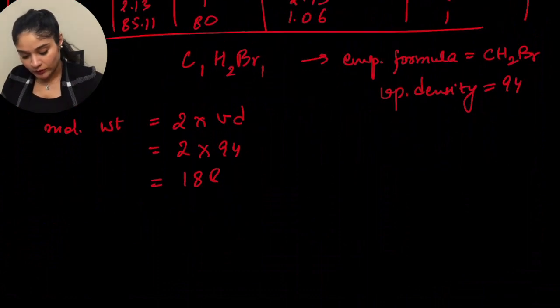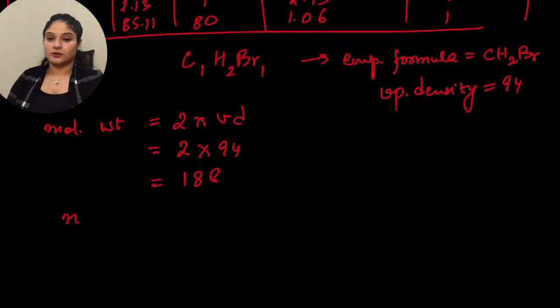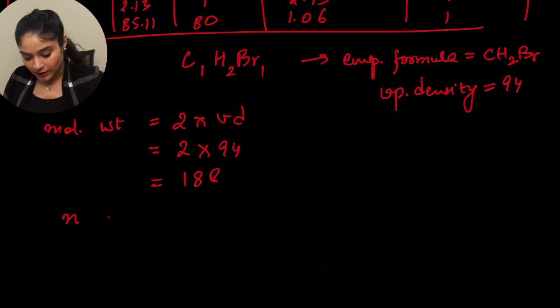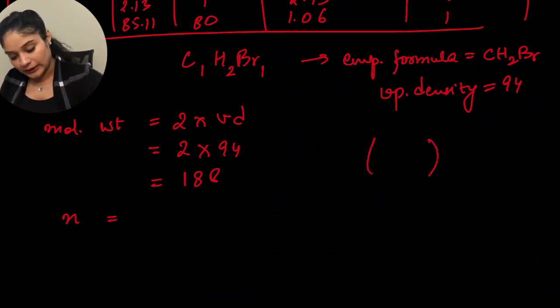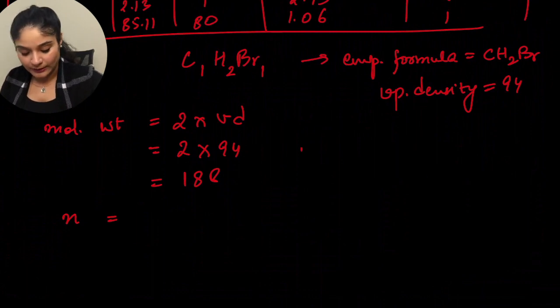Now what you will look for is a number, n. So what is n? You have the empirical formula. I'll just write the formula here for you so you understand what I'm talking about.